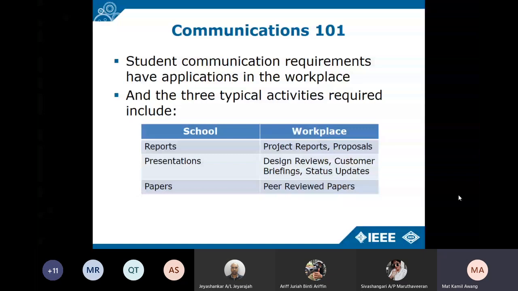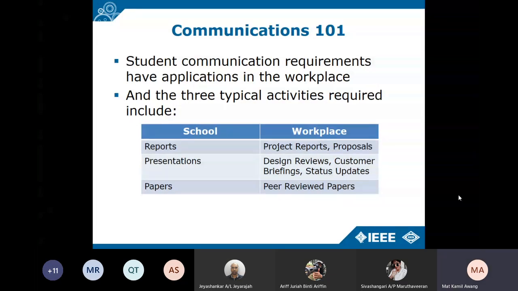In terms of presentation, if you're an engineer, definitely you will have to present. If you are in the design team, you have to present your design to the review board, which normally consists of the staff engineers, principal engineers, and senior engineers. Basically, they will try to poke holes into your design to find its weaknesses, so that you'll be able to improve your design.